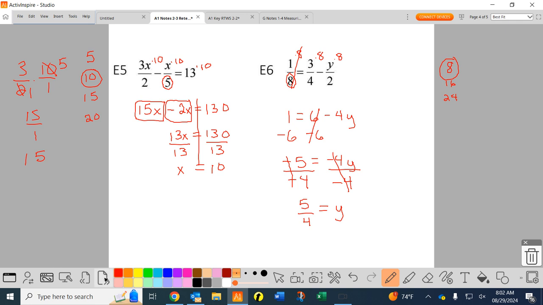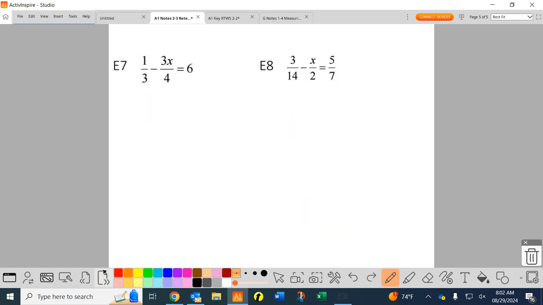Okay, for 3 and 4, not even going to list out the multiples. Y'all tell me, what will 3 and 4 both go into? 12. Perfect. If you need help with that process, come see me. I'll walk through that with you. When you do 1/3 times 12, 3 goes into 12 4 times, 1 is 4. 4 goes into 12, 3 times, 3 is 9x. And 6 times 2 is 72.